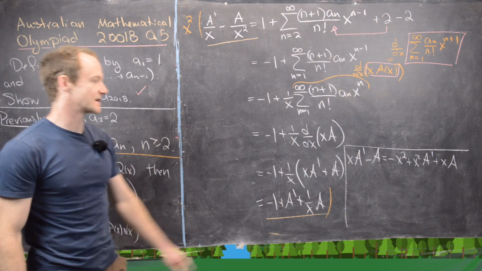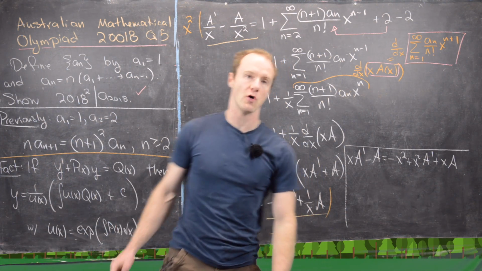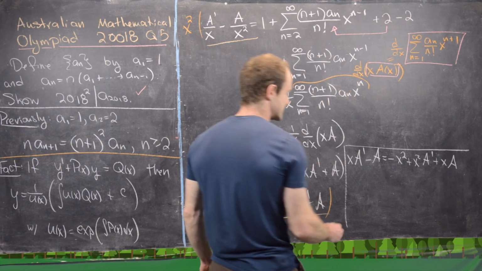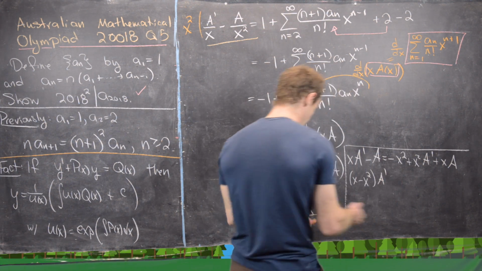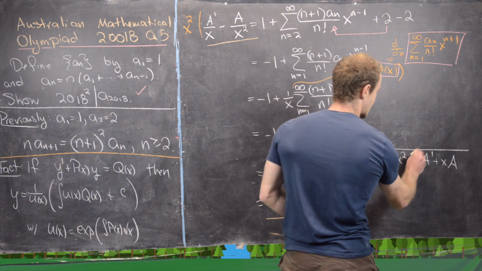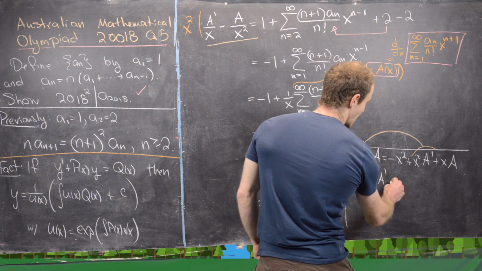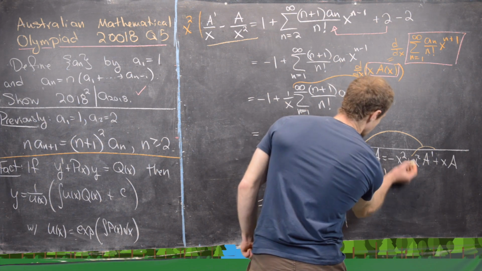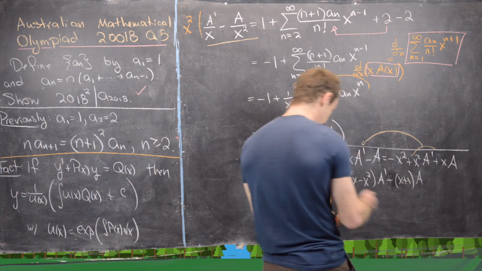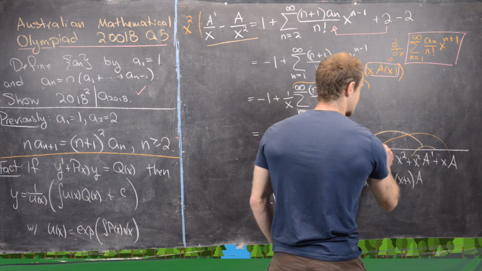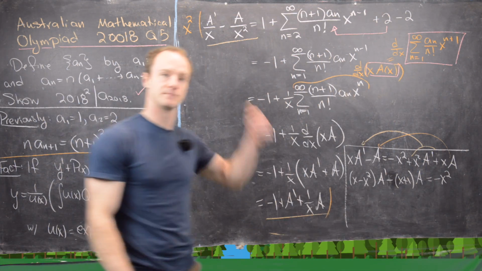Okay, fantastic. But now I can move some things around. I really want to put it in this form over here. So notice that is going to give me x minus x squared times a prime. I get that from moving this x squared a prime over. And then I'm going to have minus x plus 1 times a, and that's from moving this x times a over, equals negative x squared.